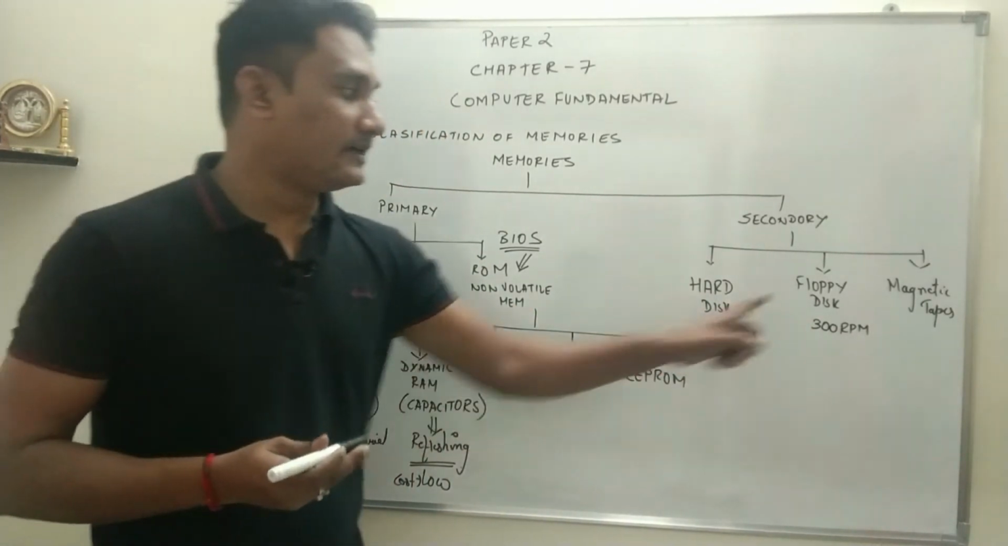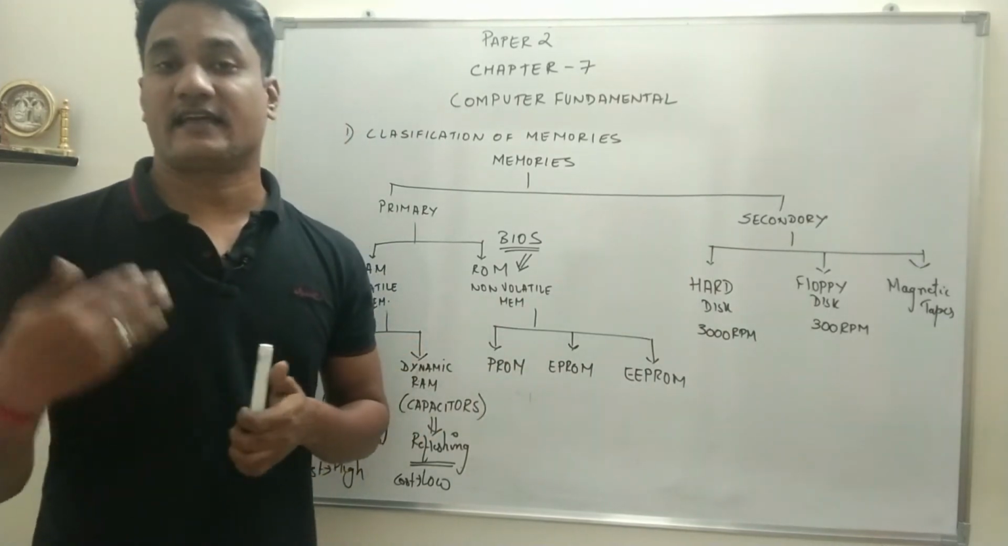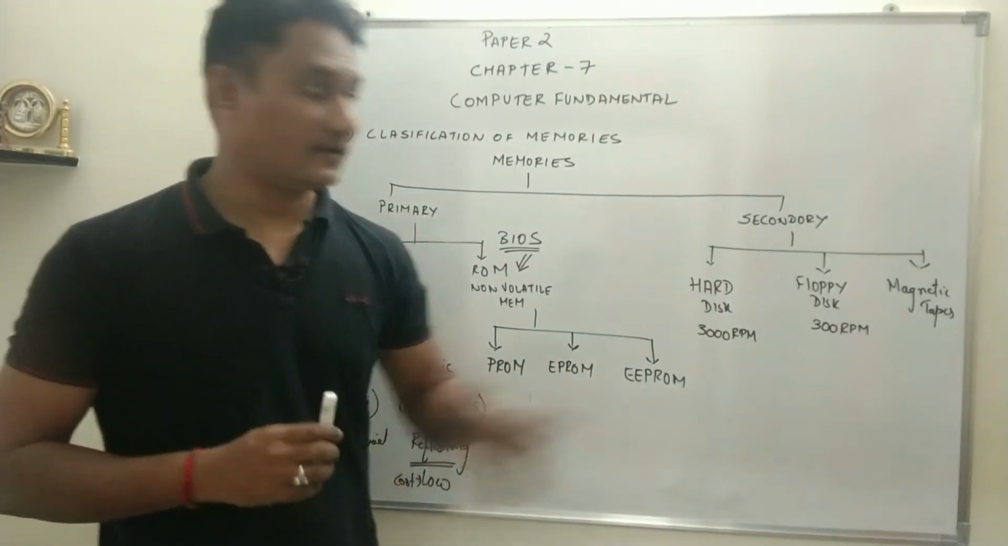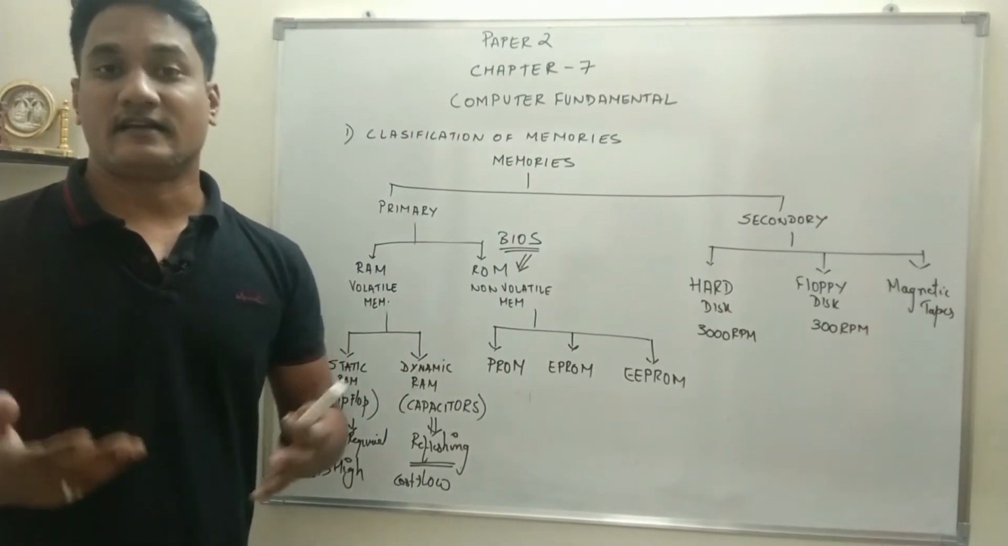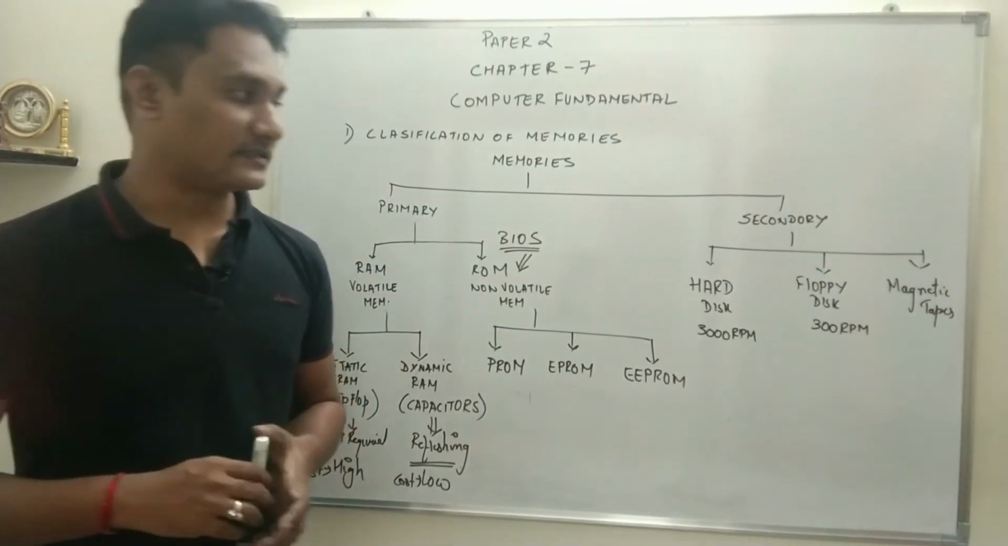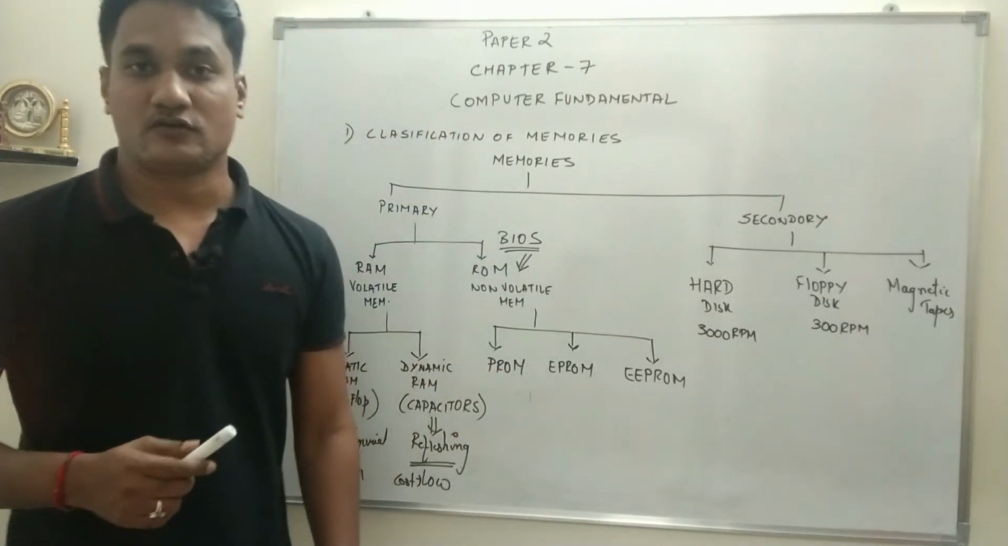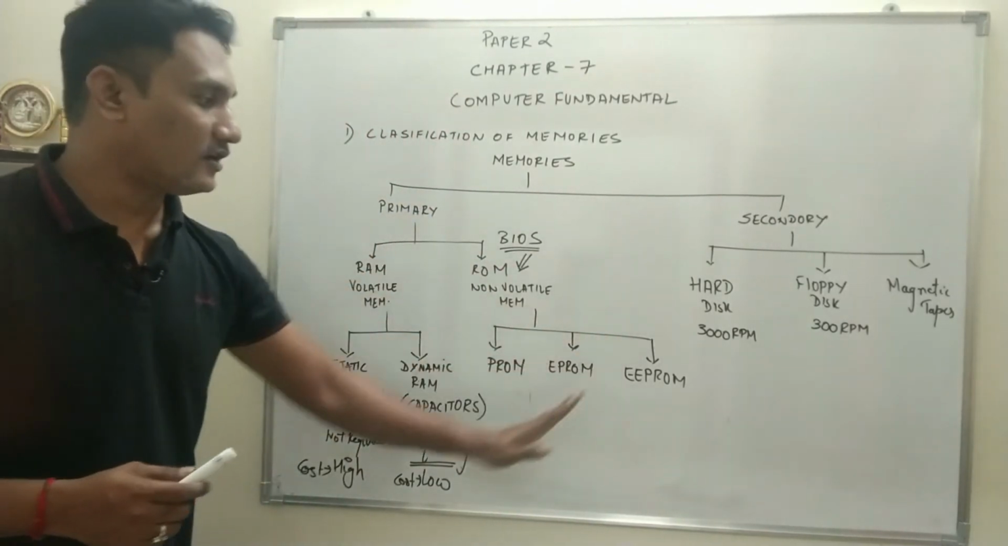And in both floppy disk and hard disk, the data can be retrieved randomly. Here it was sequentially, here it is randomly. So the data retrieval rate will be very fast as compared to magnetic tapes. So this is the basic classification of memories.